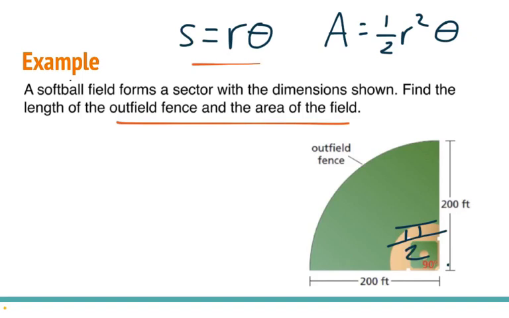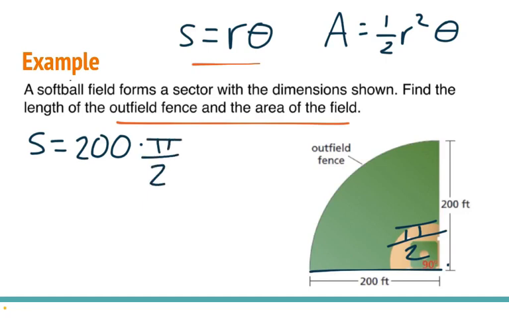All right, so let's do the length. So we're going to do r is the radius, and the radius is 200 feet. So I'm going to do 200 times pi over 2. And typing that on my calculator, you should get 314.159, and it keeps going on. We're just going to round this to the nearest whole number. And so I'll say about 314 feet, and I found the length.